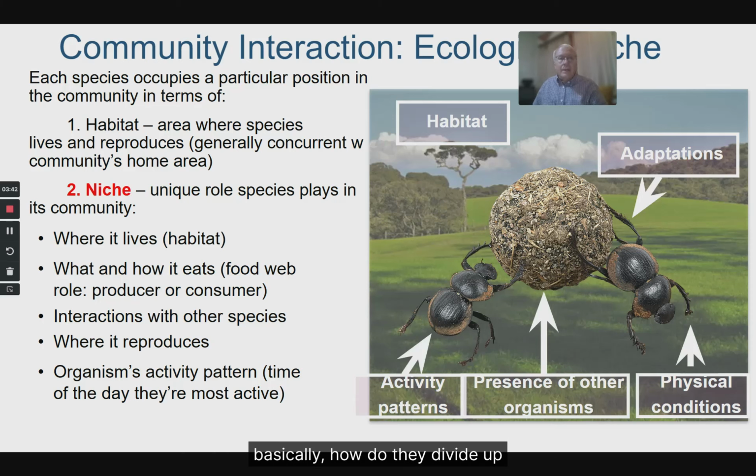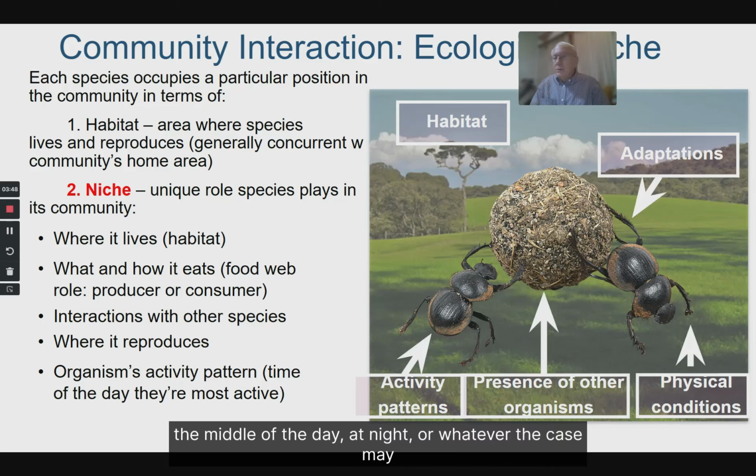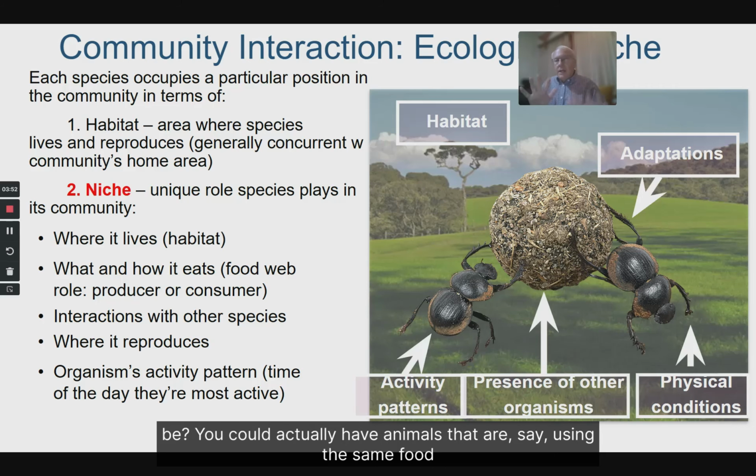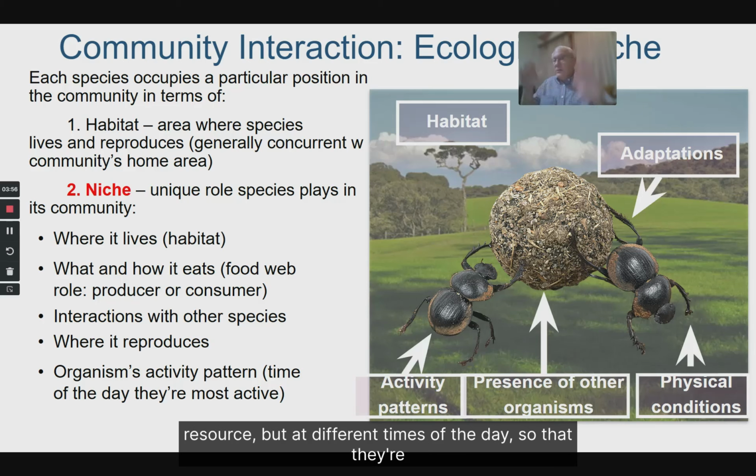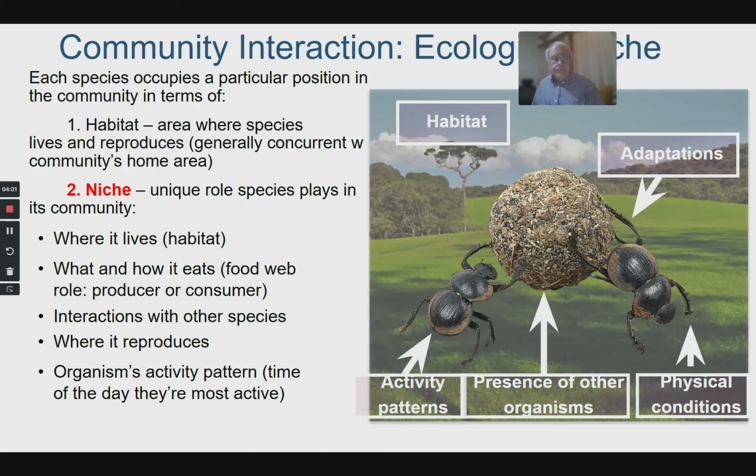Basically, how do they divide up the day in terms of being active more during the middle of the day, at night, or whatever the case may be. You could actually have animals that are, say, using the same food resource, but at different times of the day, so that they're not competing with each other.